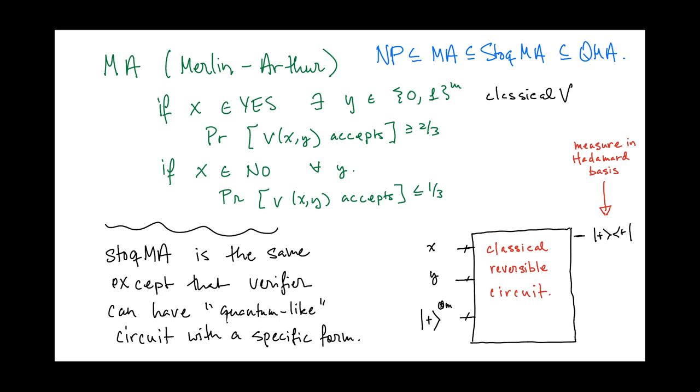The verifier computation is a classical reversible circuit. I have my classical input, my classical witness, and I can also have a bunch of plus states. Did I get this right? The witness has to be quantum. Right, sorry. And then we execute a classical reversible circuit, because it's going to be generally entangled, and then we can measure in the Hadamard basis. So the general stochastic Hamiltonian is complete for this special class.